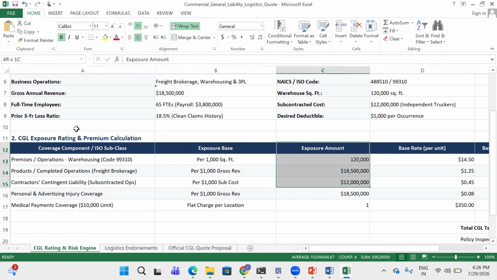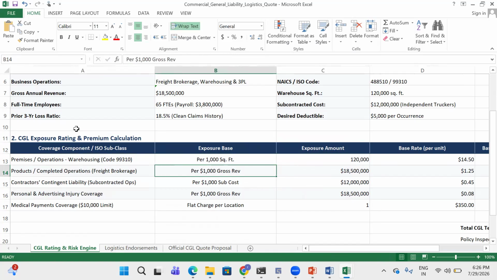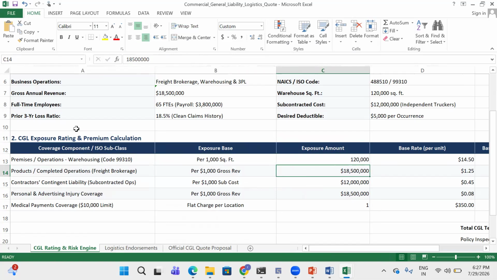Next, what should be the exposure amount? This is the exposure amount we have calculated. For 1,000 SFT, we have taken, let's say, 120,000. The exposure amount is taken. So this 18,500,000 is per gross revenue, because per product that we calculate, this can be multiplied. 18,500,000 is the exposure amount taken.